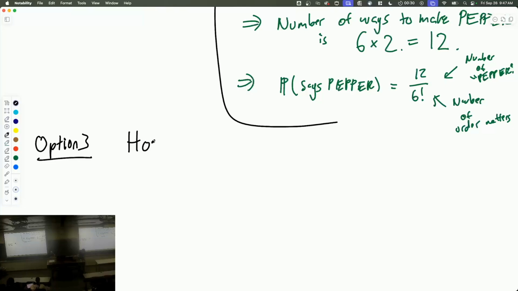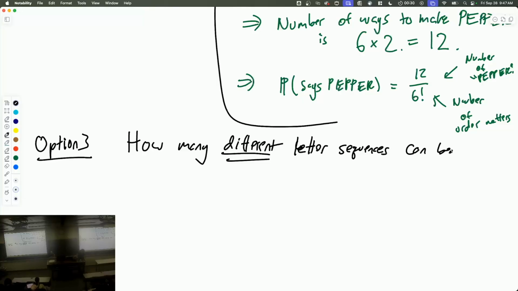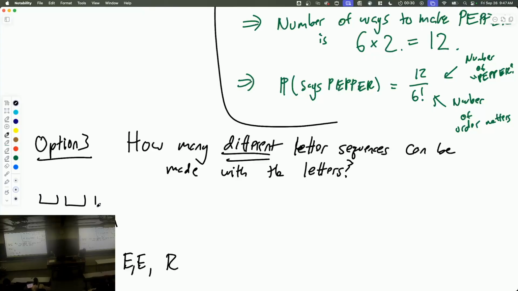Which is, let's ask a question, how many different words, or let's say letter sequences can be made with the letters. And in this one, what I would do is I would say, okay, I got my 3 P tiles, my 2 E tiles, and my R tile, and I'm trying to slot them into 6 slots. So these are the letter slots.